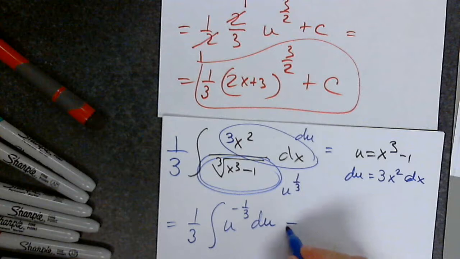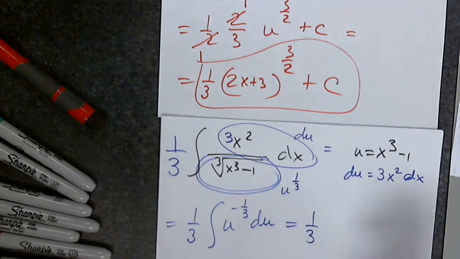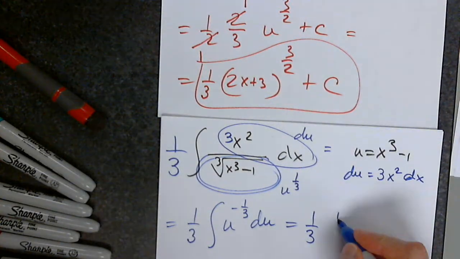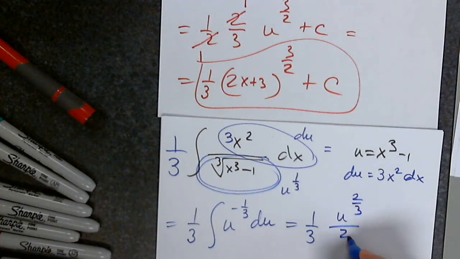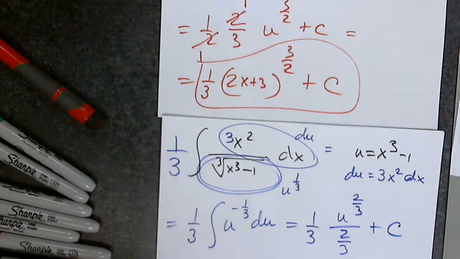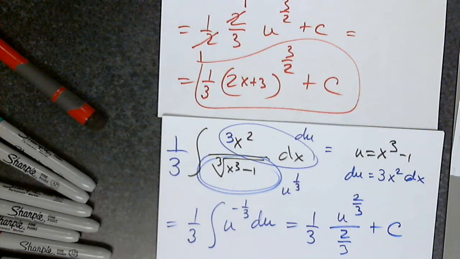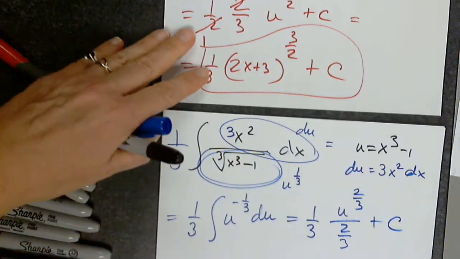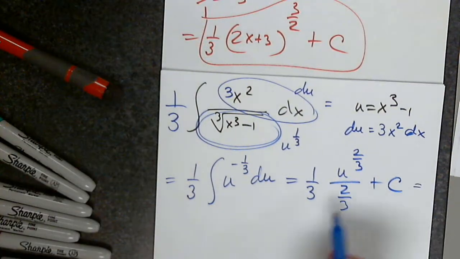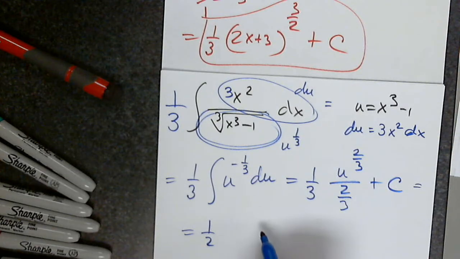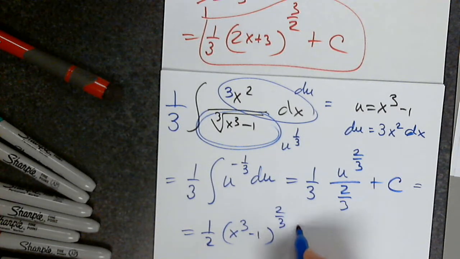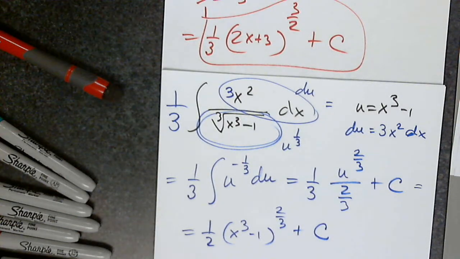So 1/3 in front, u to negative 1/3 plus 1, u to 2/3 over 2/3 plus a constant c. Of course I flip, so I get 1/2, and I have to go back to x cubed minus 1 to 2/3 plus a constant c. Can we check? Always. The definite integral can always be checked.